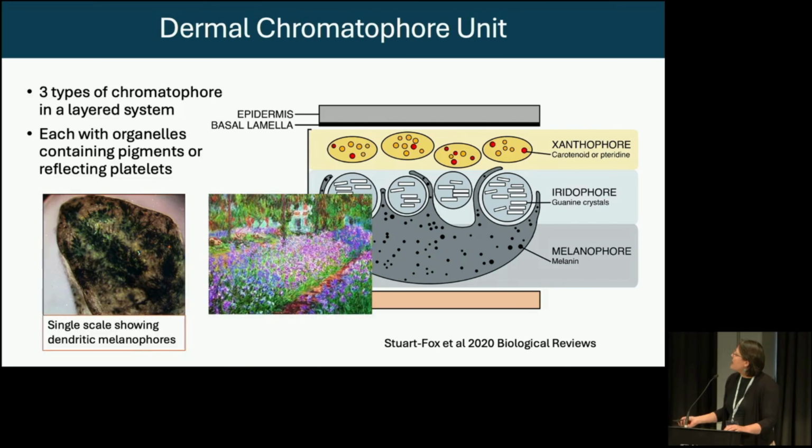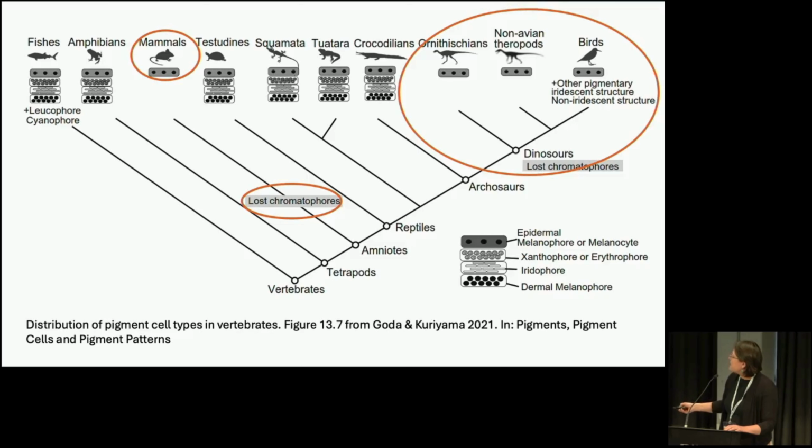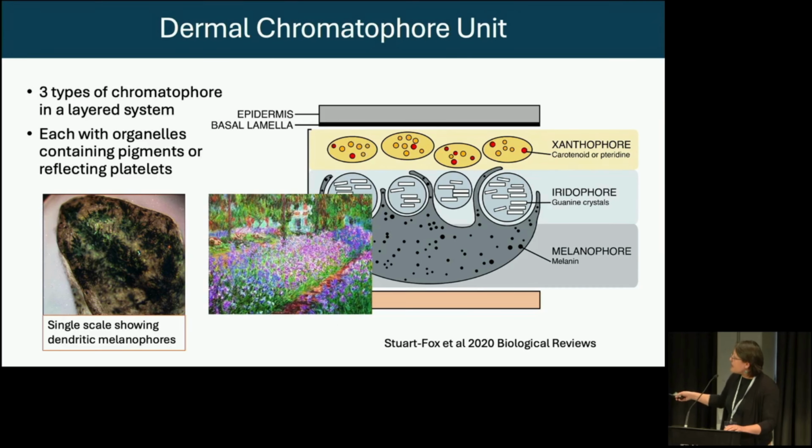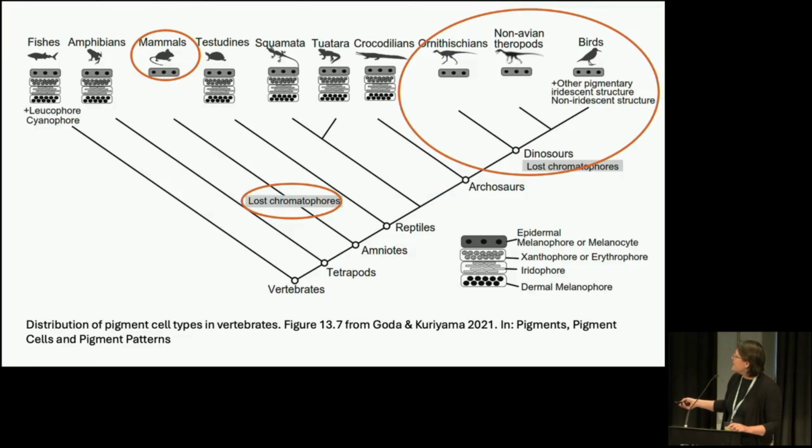And it turns out that, this is a picture of a single scale, and at the microscopic level it's almost like an impressionist painting. You can see the arms of the melanophores there.